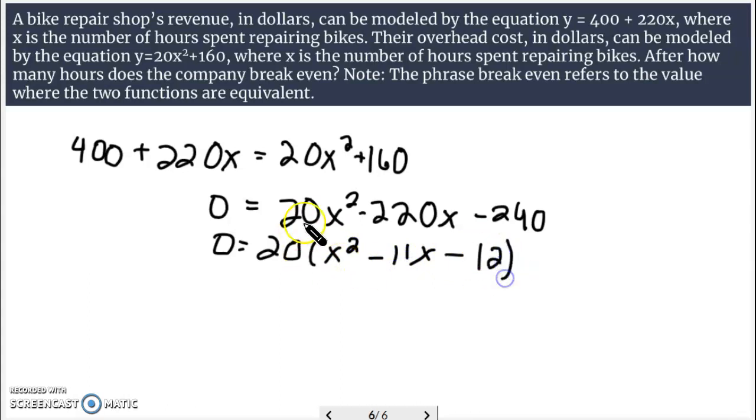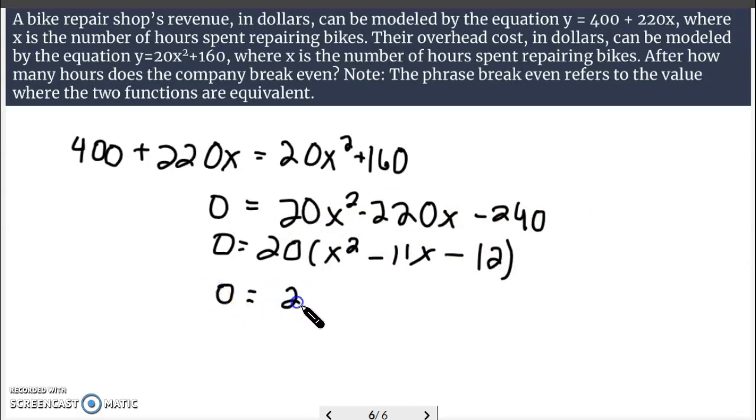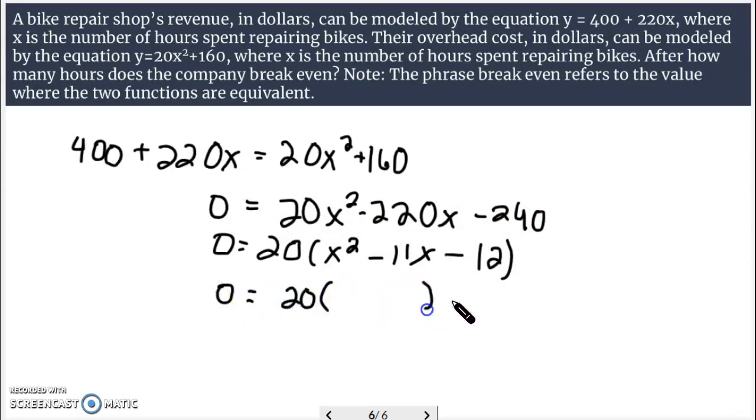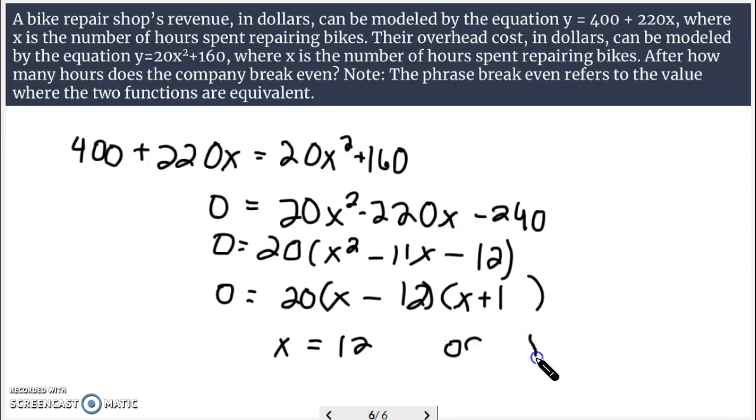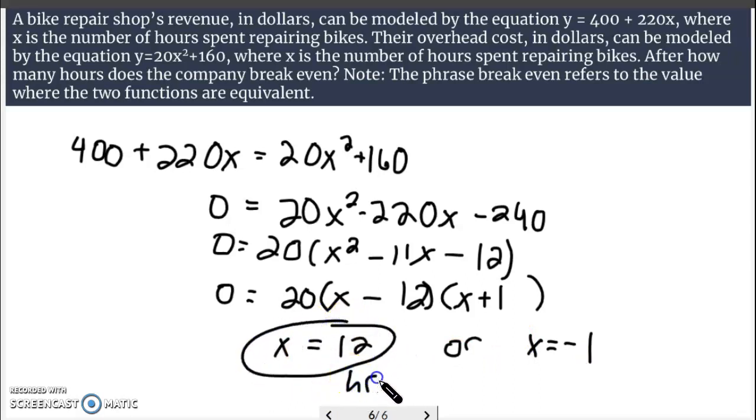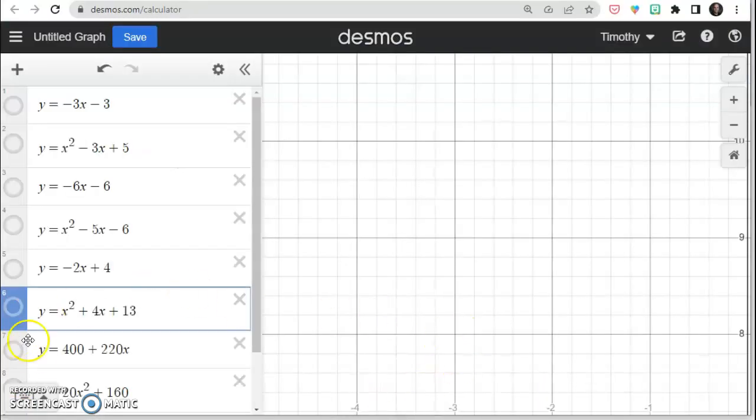I got those numbers by dividing everything in the equation by 20. And then we can break this up into x and x, and we ask what factors of negative 12 add up to negative 11. Negative 12 plus 1. We have these two little mini equations. We're solving for x equals 12, or x equals negative 1. And x is the time spent repairing the bikes. You can't have negative time, so the positive 12 is going to work. 12 hours.